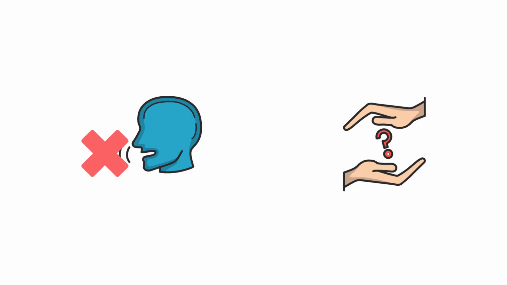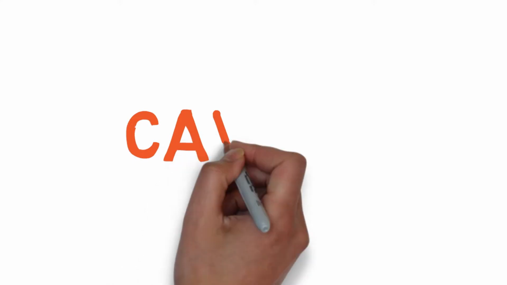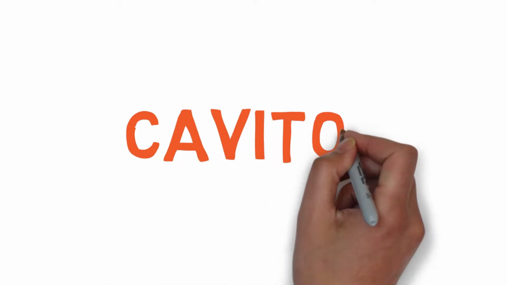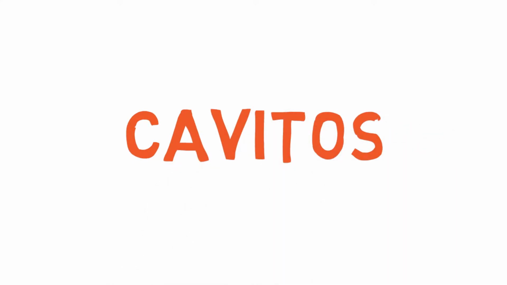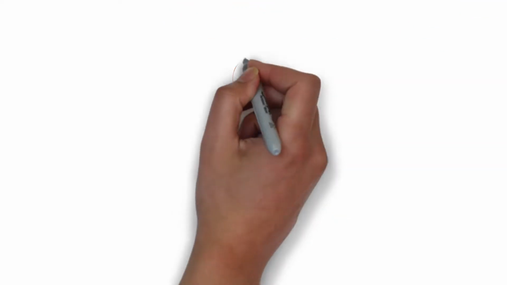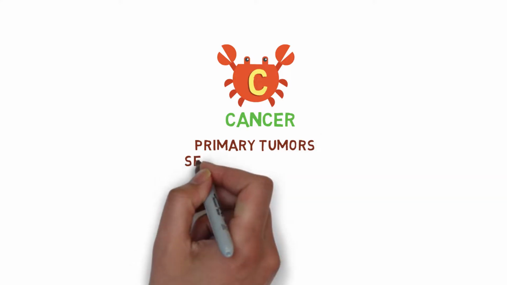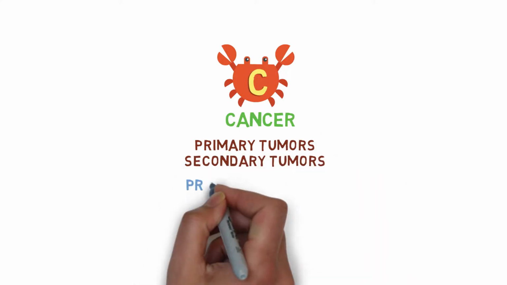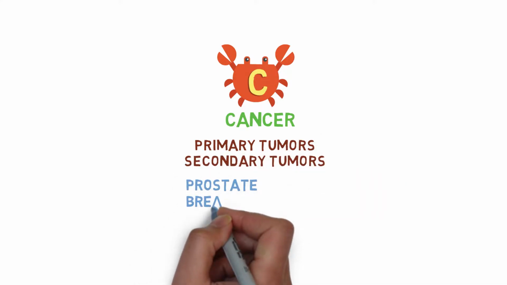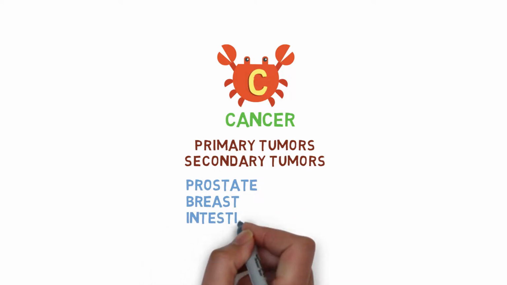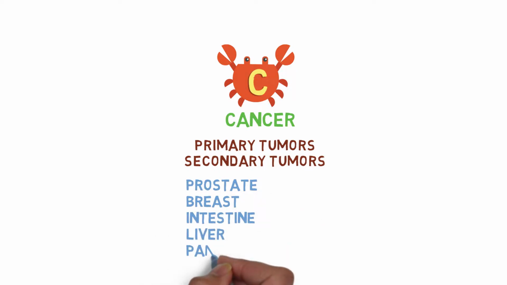Let's move to the differential diagnosis of back pain. The mnemonic CAVITOS helps us to remember the various causes of back pain. C for cancer, either primary bone malignancy, or secondary spread to the bone from different organs, like prostate, breast, intestine, liver, pancreas.